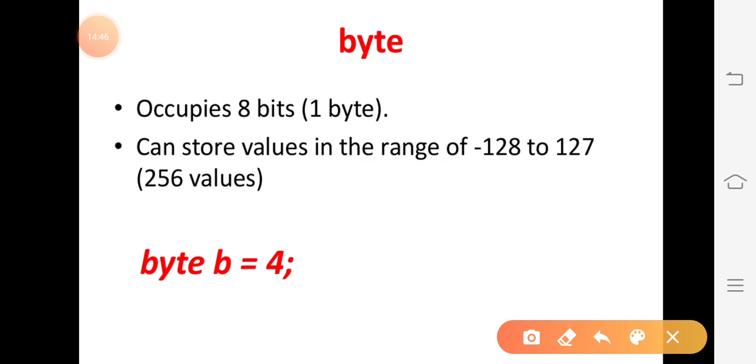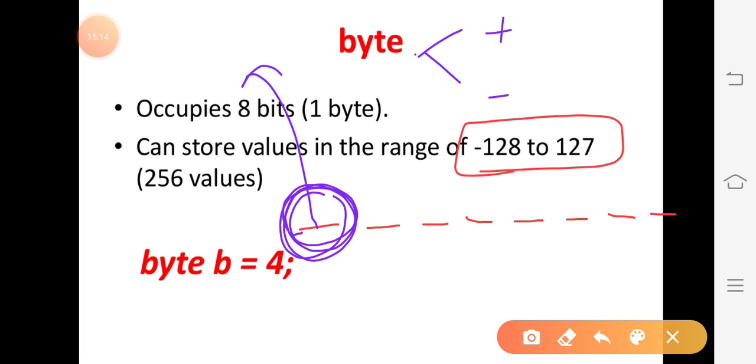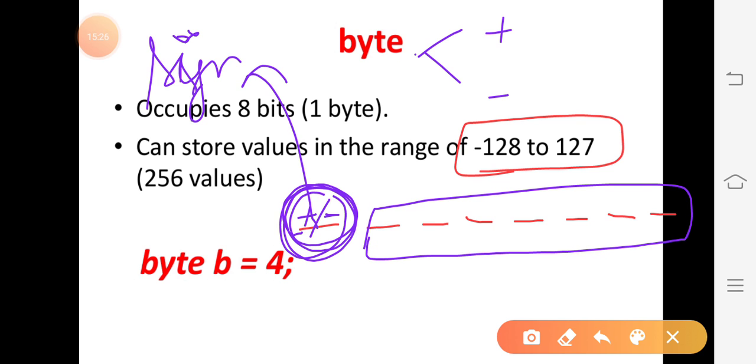Now how are you calculating this range -128 to 127? As you know, byte requires one byte, which means 8 bits, so 1 2 3 4 5 6 7 8, right? Now this first bit, because you know it can take positive numbers as well as negative numbers, the first bit is reserved for sign, because sign comes before the number, either for plus or for minus. Now 7 bits you can utilize to store the number.